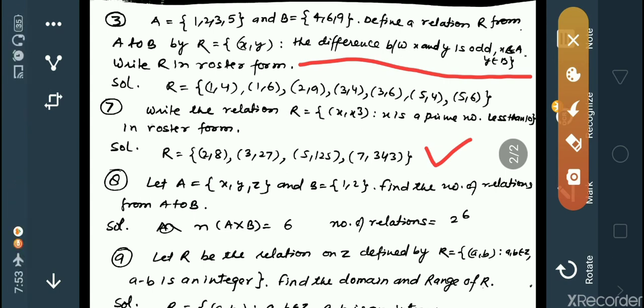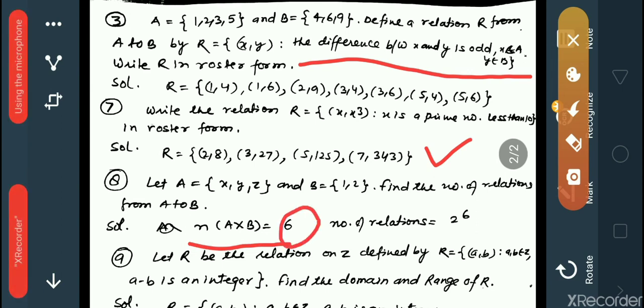Now move to question number 8. Let A be equal to {x, y, z} and B be equal to {1, 2}. Find the number of relations from A to B. Obviously in its Cartesian product, the number of elements will be 6. So the number of relations will be 2 raised to the power 6.